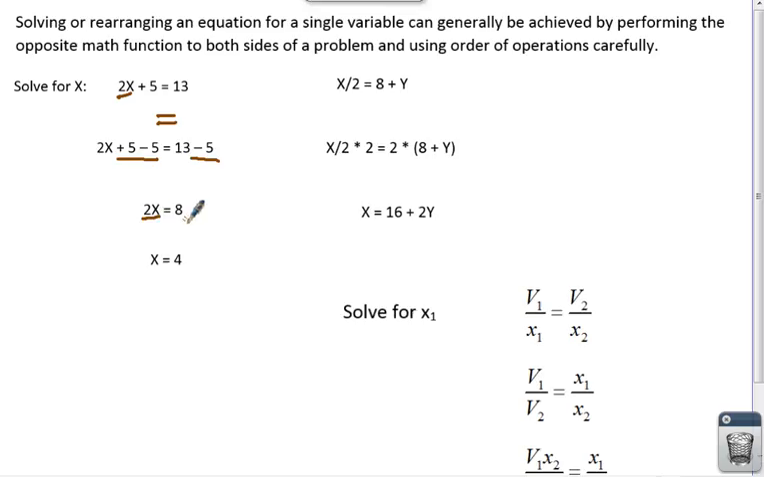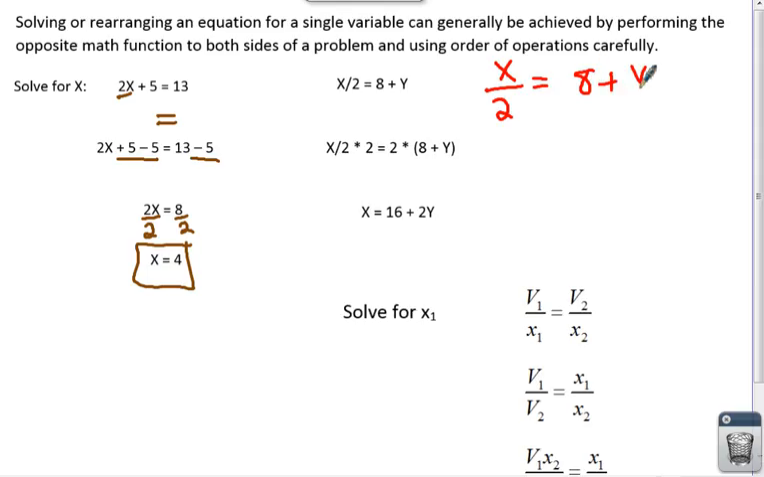Then I, of course, have to get rid of that 2. And if I divide the 2 off on this side, I have to divide the 2 off on that side. So I found out that x was equal to 4. Of course, if you're not sure whether you did the math right, you can always plug it back in and go 2 times 4 is 8 plus 5. Yeah, that equals 13.